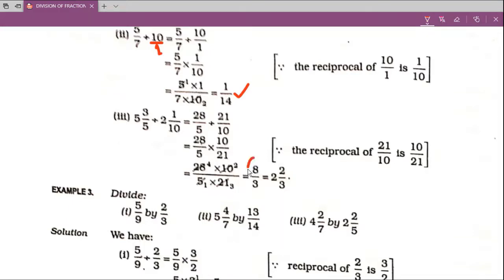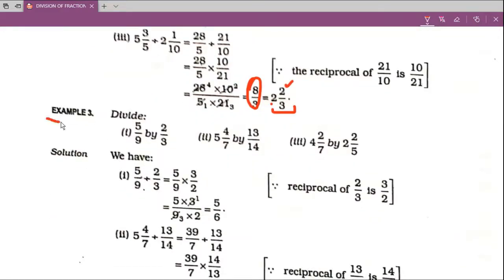8 by 3 is the improper fraction, and this improper fraction will change into a mixed fraction. So 3 twos are 6 and remainder 2. The quotient is written as the whole, the remainder takes the place of the numerator, and the divisor is in the place of the denominator. This is the answer.